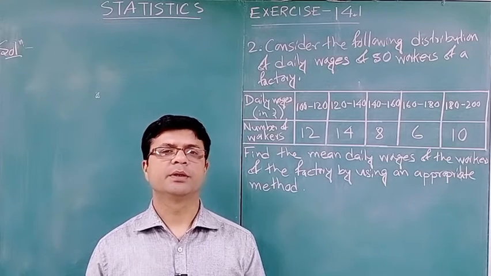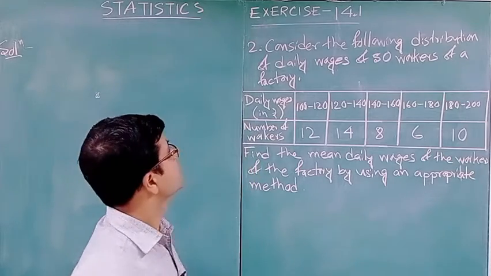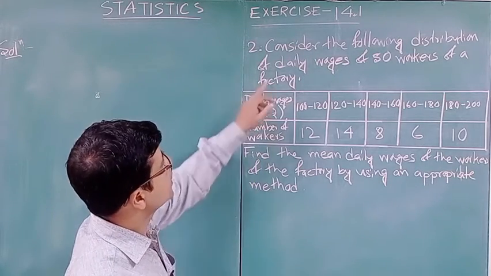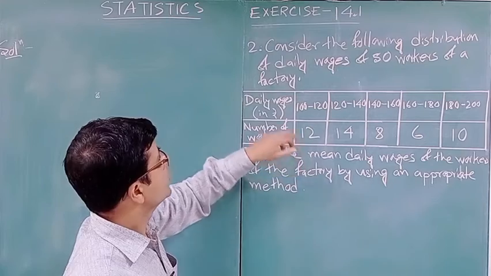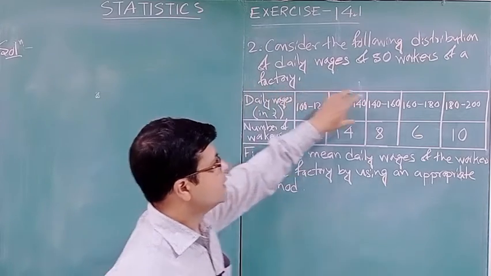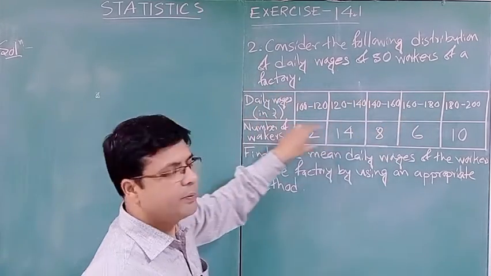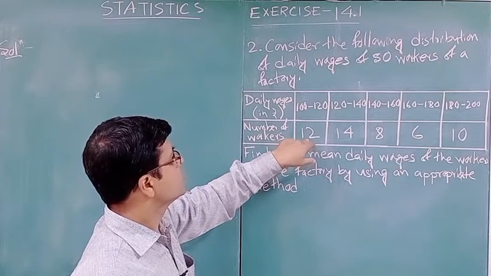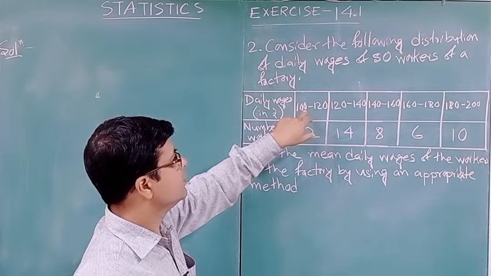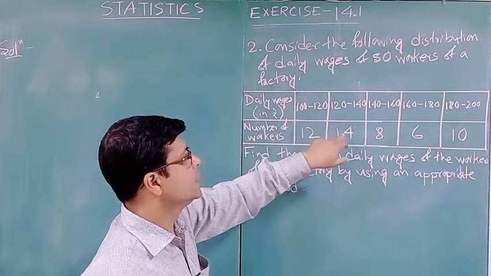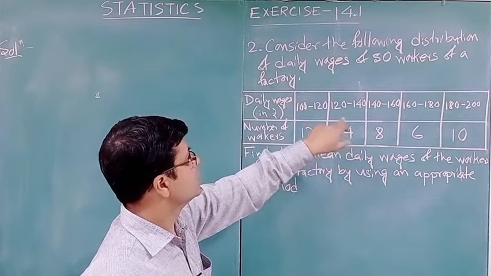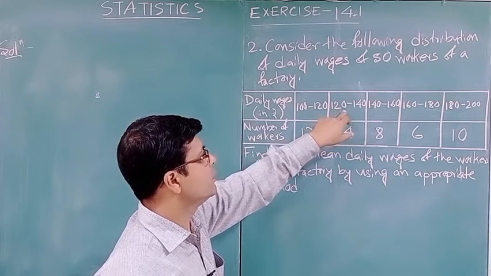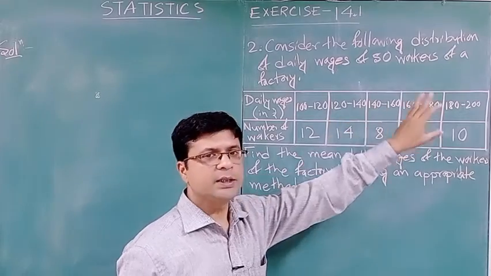Now dear students, we have taken question number 2. Let us read the question. Consider the following distribution of daily wages of 50 workers of a factory. These are the daily wages and these are the number of workers. There are 12 workers whose daily wages fall between 100 rupees to 120 rupees. There are 14 workers whose daily wages are between 120 rupees to 140 rupees. Like this it is framed.